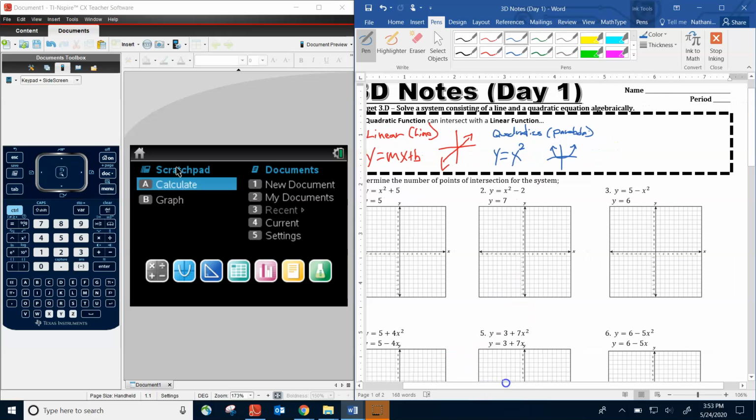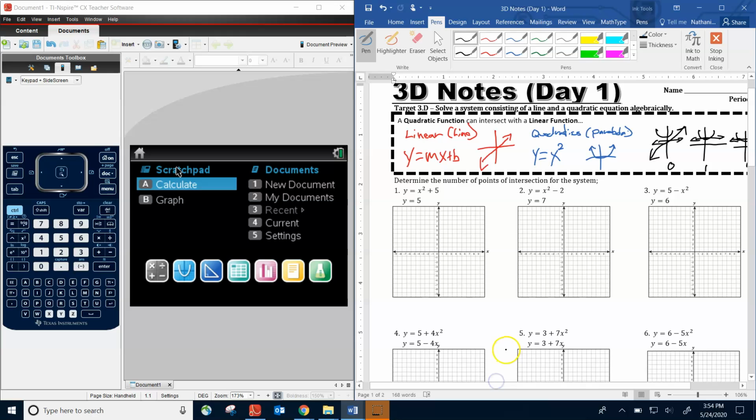Now, one way to think about these is that they can either cross 0 times, this linear and this quadratic. They can cross exactly 1 time, or they can cross 2 times together. So that would give us 0, 1, or 2 solutions depending on how many times they touch each other, how many times the line crosses the parabola.